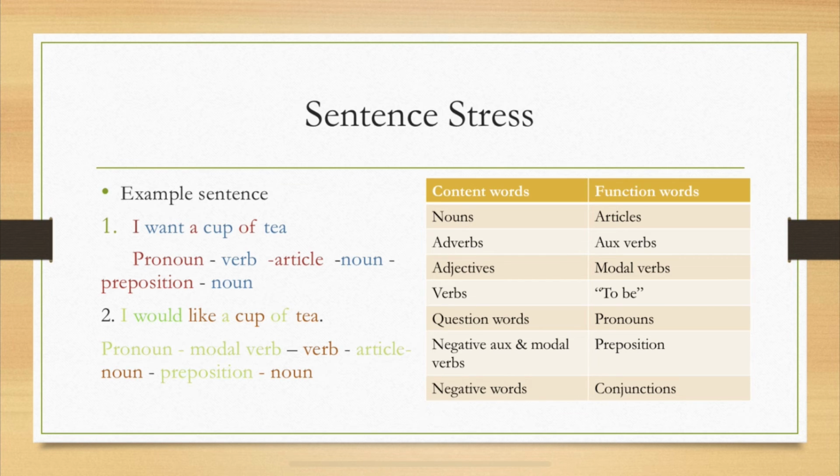What we can do is categorize English words into 2 different groups, content words and function words. You can look at the table of the two different groups of categories of words. There are content words and function words.